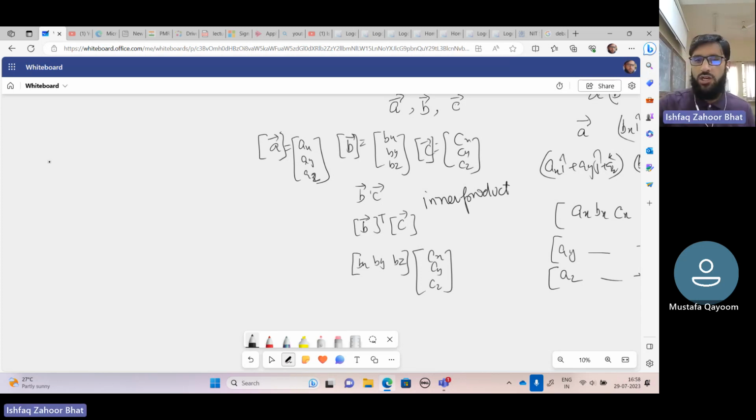We will define the outer product. If we have vector A and vector B, we define the outer product of A and B, or the dyadic product of A and B, or the tensor product of A and B. Anything you can call it. These are some of the names: tensor product, outer product, or the matrix associated with the dyadic product. Okay, so how do we define the outer product?